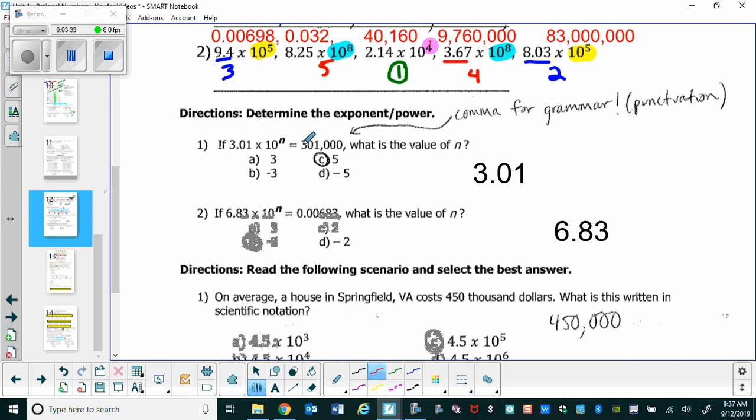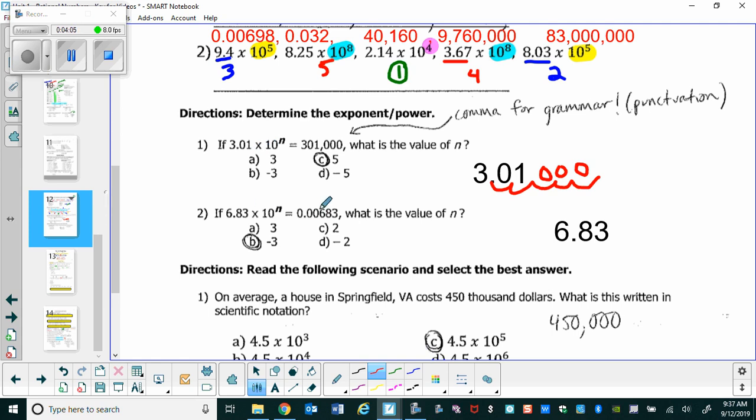For determining the exponent, if we have a 3.1 and we want it to be 301,000, we need to move it 1, 2, 3, 4, 5 times, and those would fill in with zeros. So this one was actually C. Some of you fell for it and you picked A because you counted the 3 zeros. And y'all, if that only moved 3 times, it'd be 3,010.